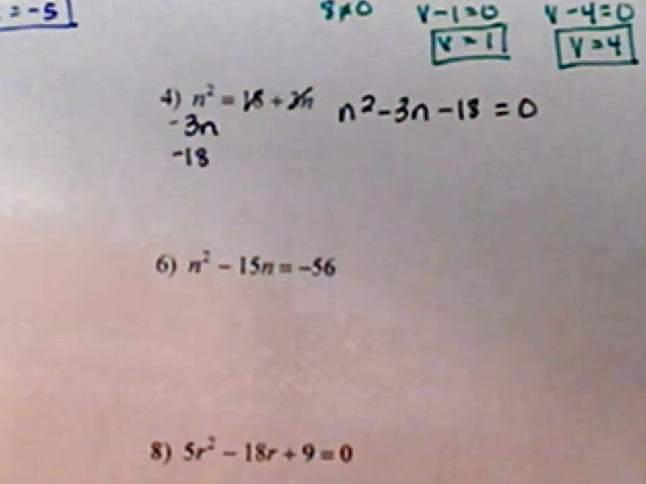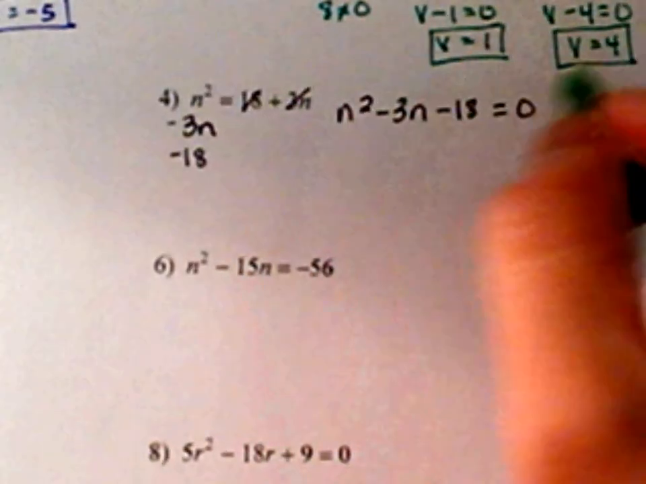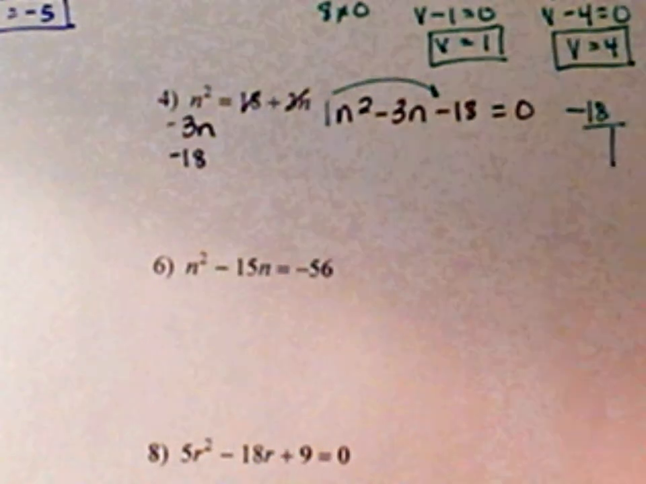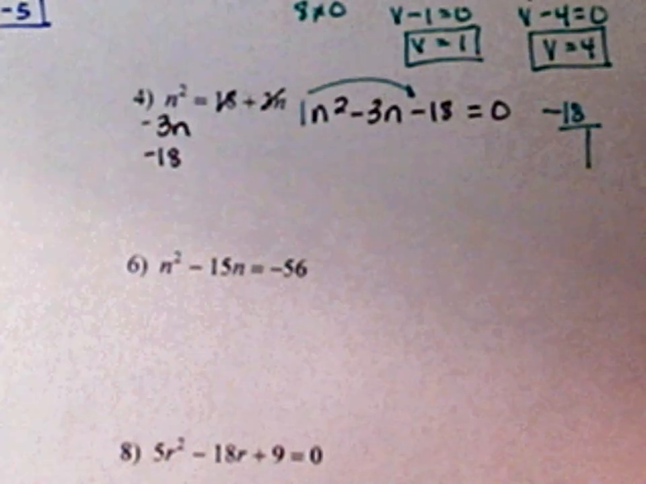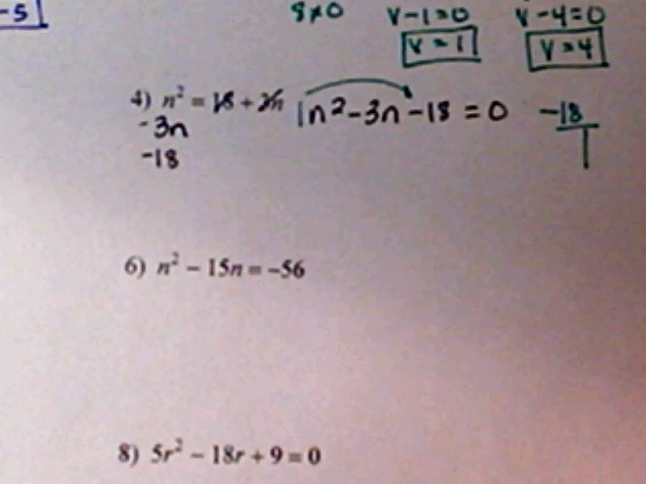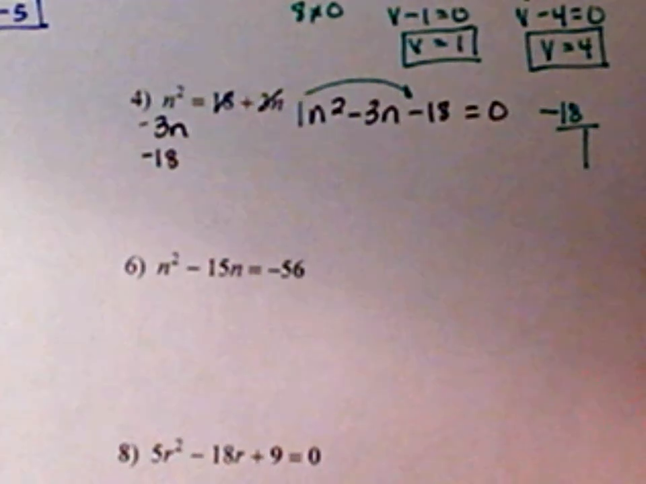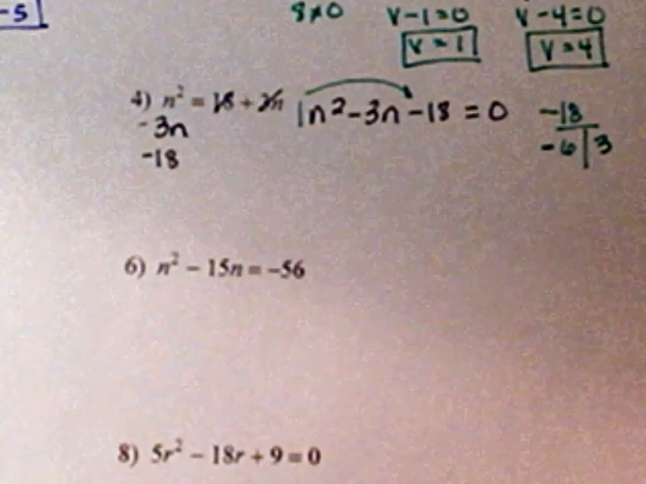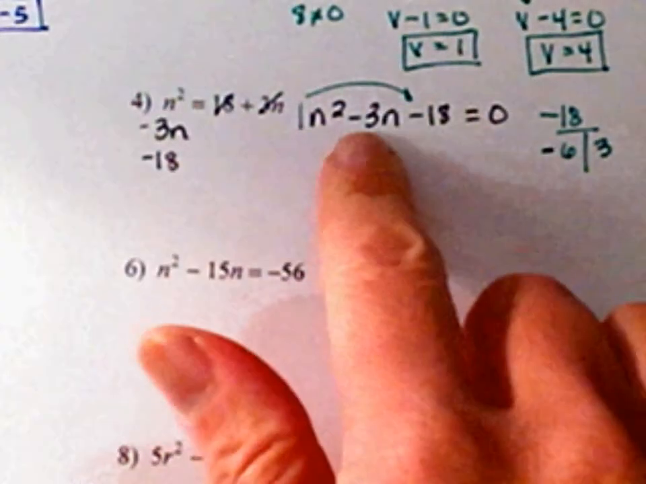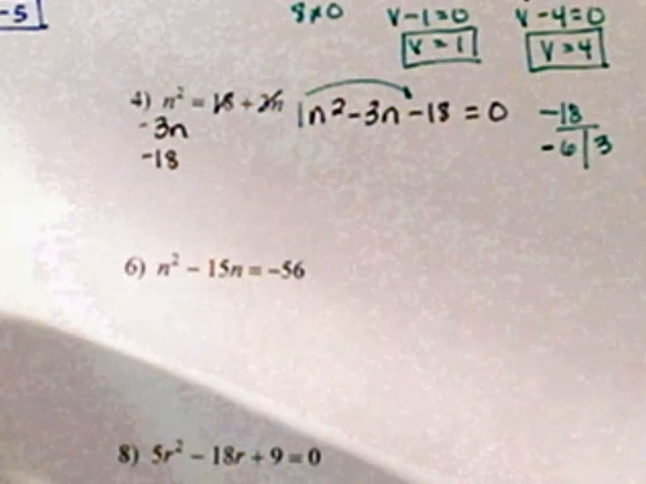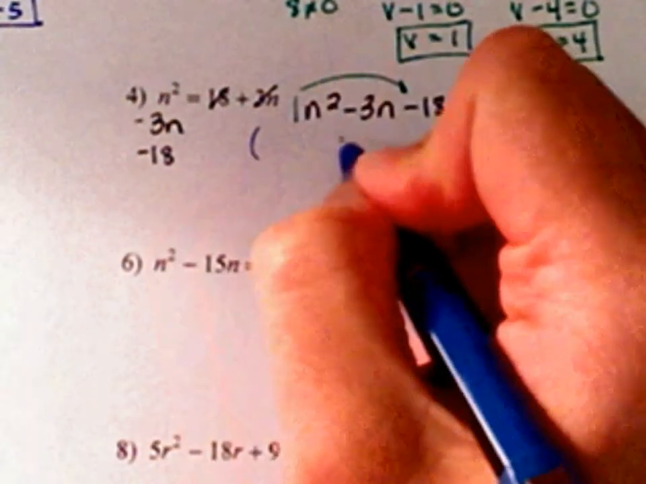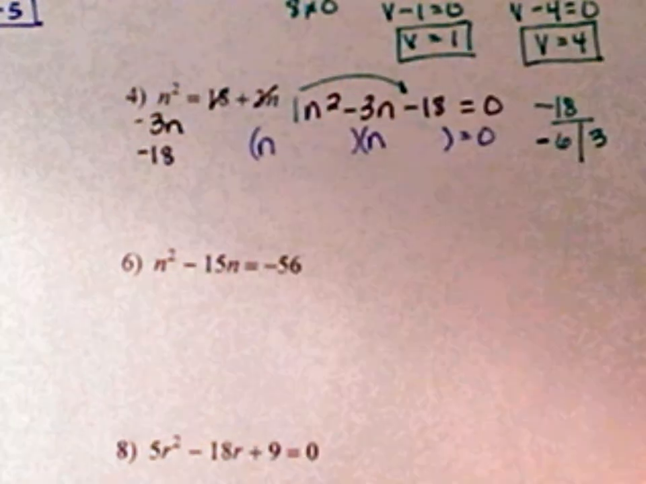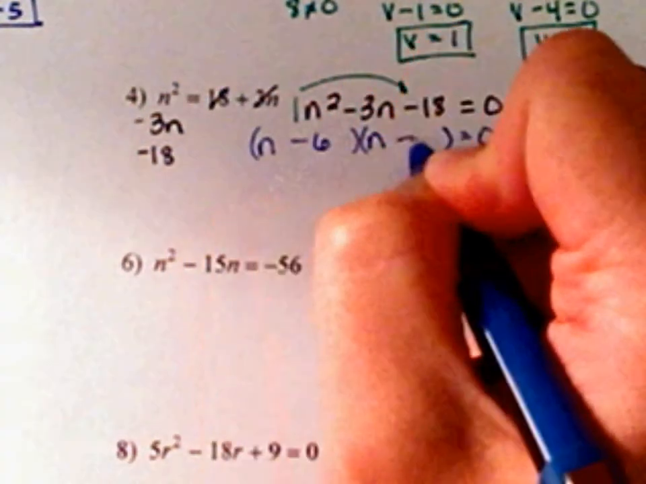So you have 1 times negative 18 is negative 18. What 2 numbers do you know multiply to give you negative 18 and subtract to give you 3? That would be 6 and 3. And the 6 is going to be negative, and the 3 will be positive because your middle term is a negative. Let's go ahead and factor. Draw 2 sets of parentheses. Factors of n squared is n, and the 2 numbers minus 6 plus 3. Okay.